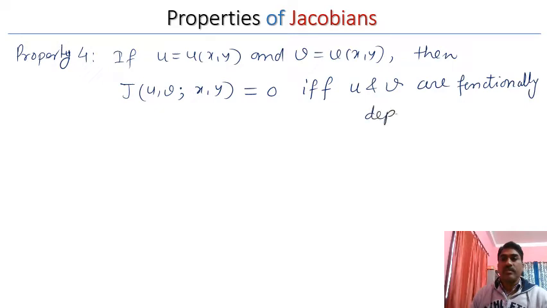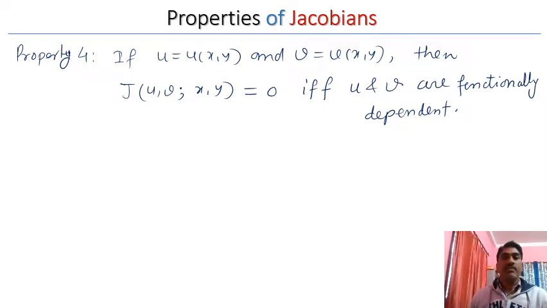Functionally dependent means if the Jacobian of uv with respect to xy is 0, then certainly u and v have some relation, and in the reverse direction, if u and v are functionally dependent, meaning if they can form a relation, then their Jacobian is 0. So this property I just told with two functions and two variables, but this holds true for any number of functions and any number of variables.